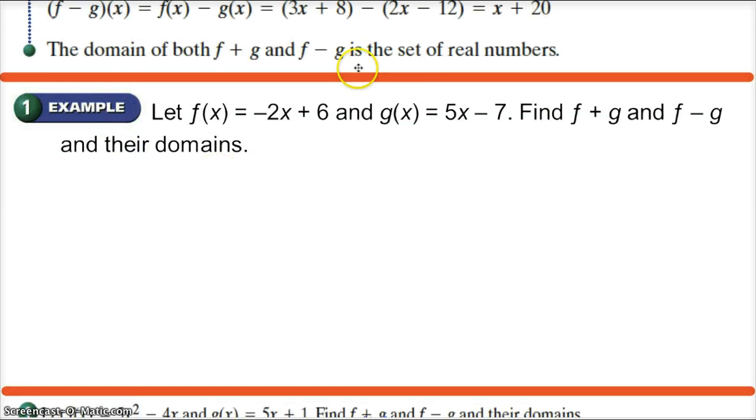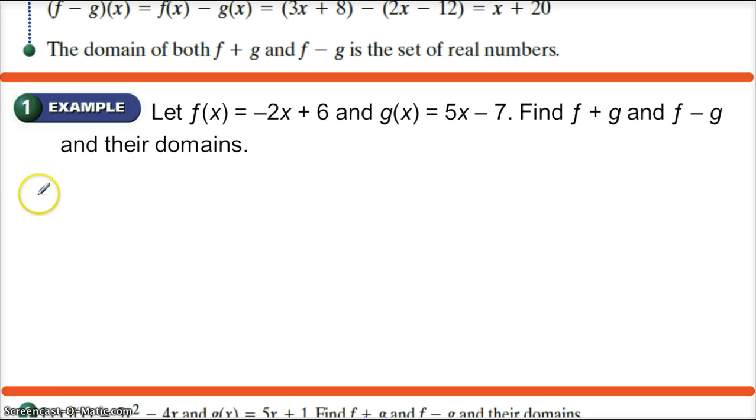Okay, so let f of x equal negative 2x plus 6 and g of x equal 5x minus 7. Find f plus g, which is the same as f of x plus g of x, so this plus that, and f minus g, negative 2x plus 6 minus 5x minus 7, and their domains.